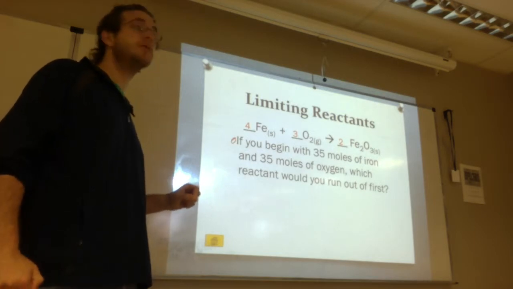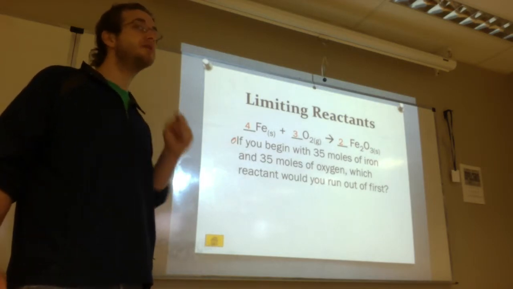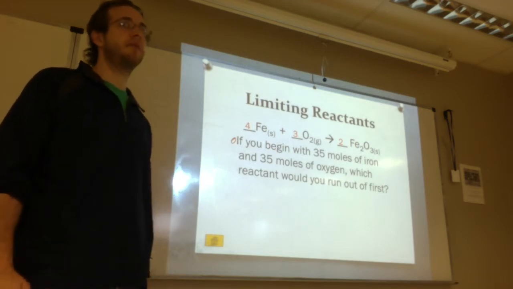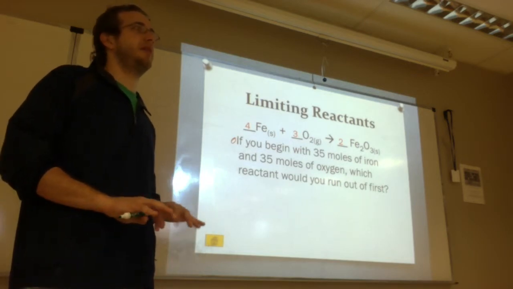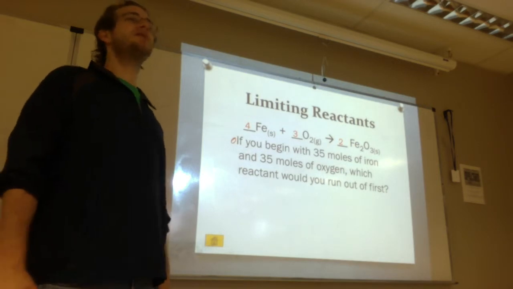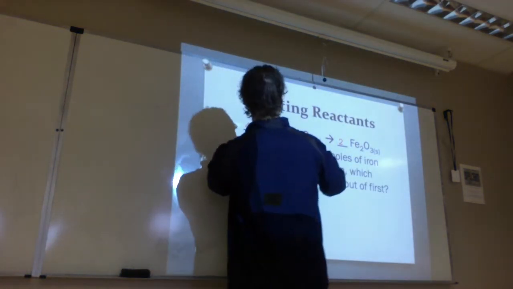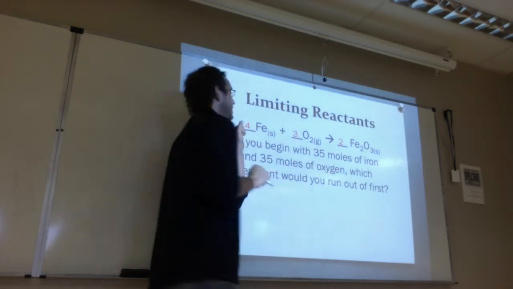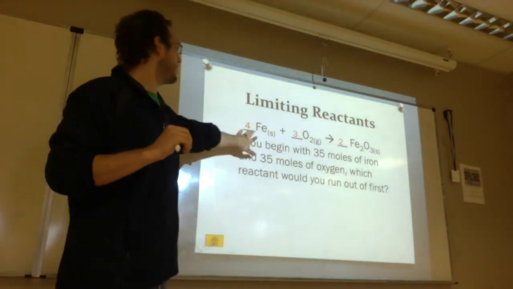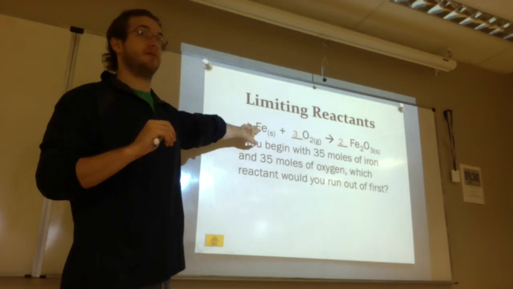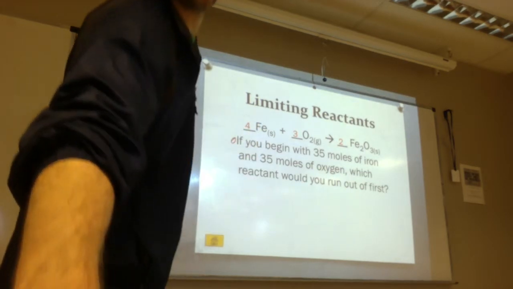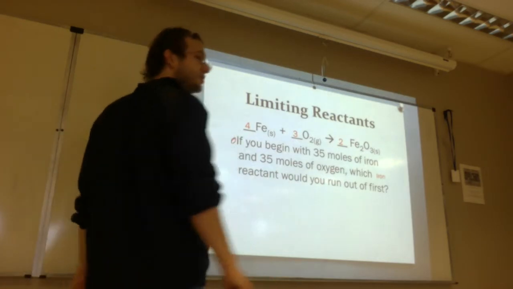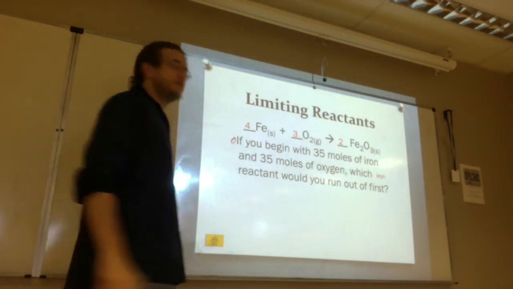I heard a lot of people just going, I'm just going to wait until the answer is said, and then I'm going to write down the answer. Well, let's think about it. We've got equal amounts of iron and oxygen, but our coefficients tell us that we're using the iron up at a rate of 4 irons for every 3 oxygens. So which one's going to run out first? The iron. The iron. Can I show you?